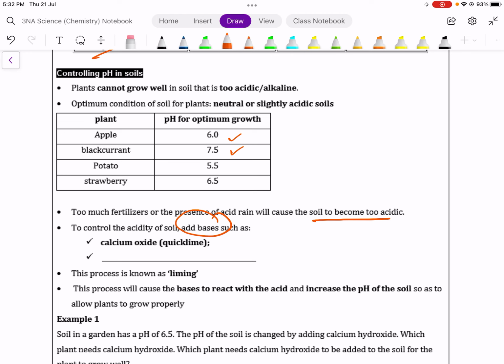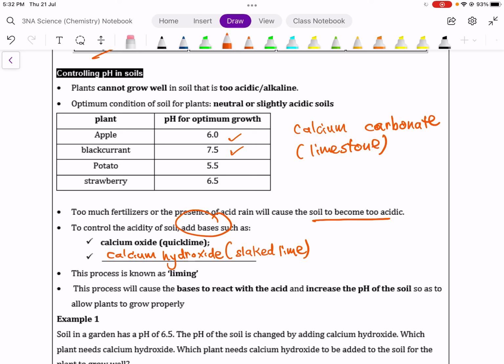So you have calcium oxide and calcium hydroxide. Calcium hydroxide, the nickname, is called slaked lime. A lot of calcium-containing compounds are called lime. Then you also have calcium carbonate, which is limestone. Then you also have calcium hydroxide solution, which is lime water. So don't confuse them with each other.